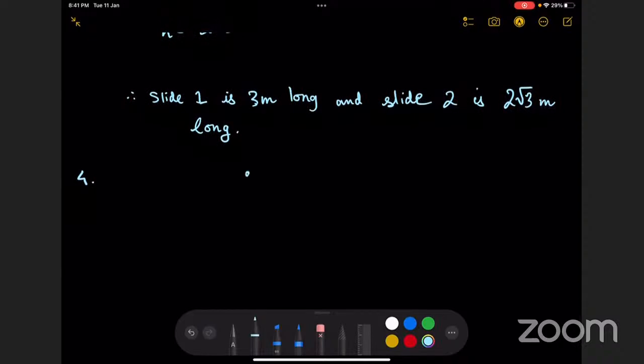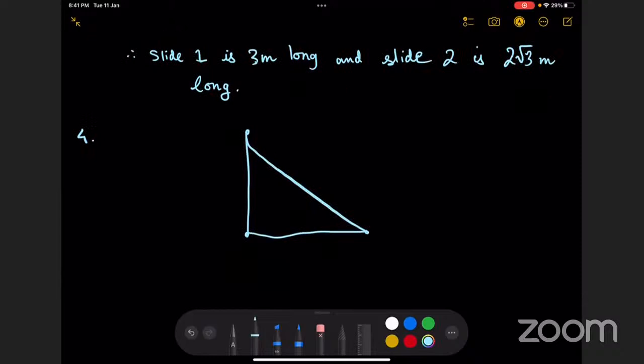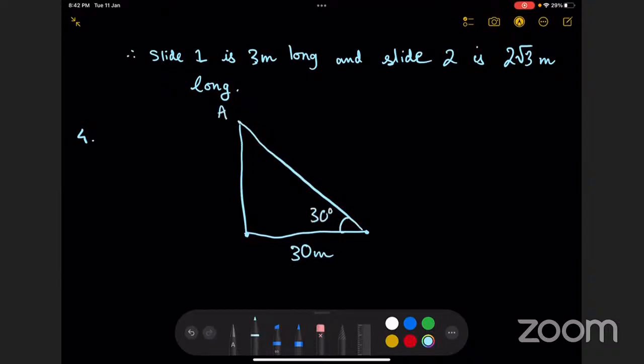This is the top of the tower. This is the ground. So the diagram is going to be something like this. Top of the tower from a point on the ground. It's very simple. Just mention 30 meters. There's A, B, C, the tower. It's an angle of elevation.